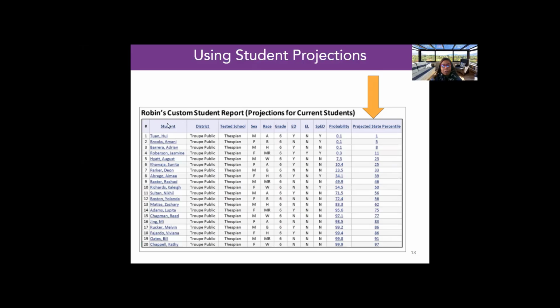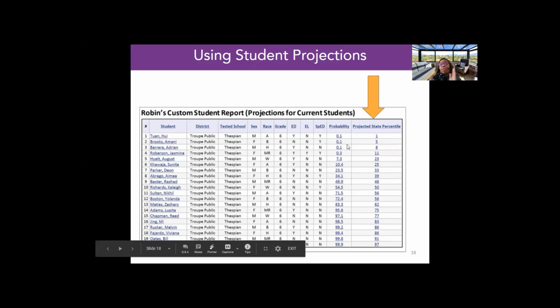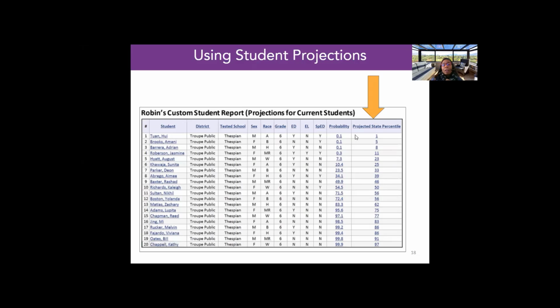So this is what you're going to see. You're going to see your list of students, and then you're going to see all of their demographic information. And our screen is going to look a little different from this. But then you're going to see probabilities of them landing in different levels. So you're going to see the probability of them landing in 3, 4, or 5. And then you're also going to see the state projected percentile as well as the state projected achievement level.